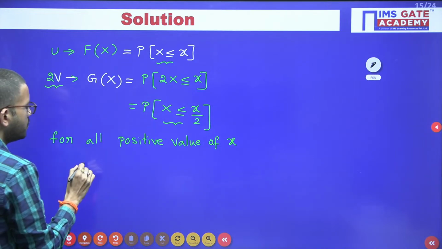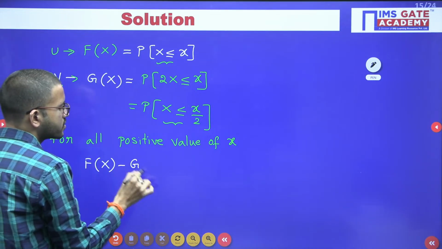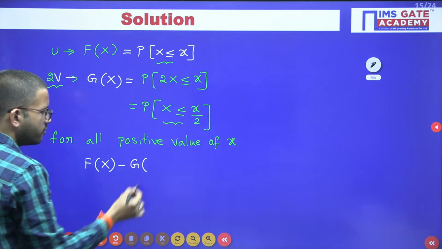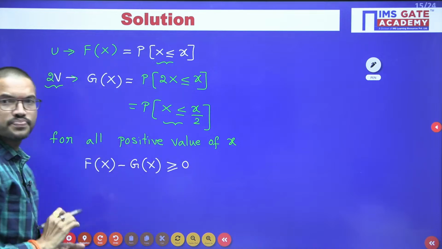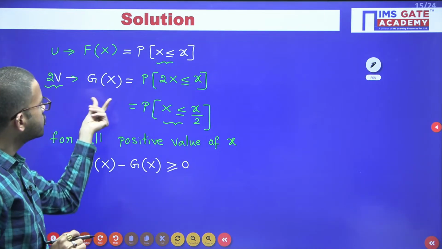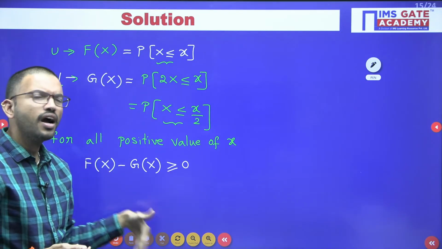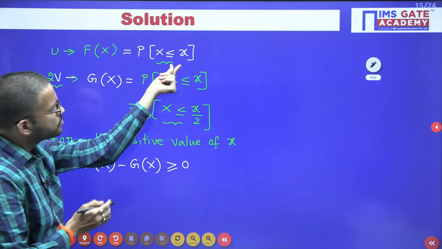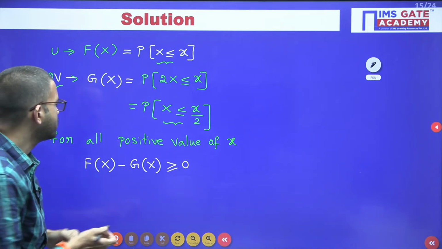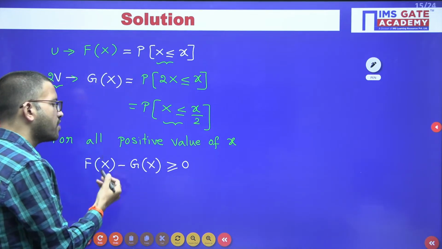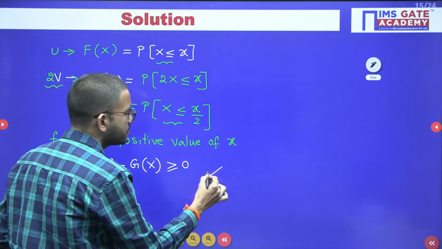That means if you are calculating f of x minus g of x, you will always get a positive value. Suppose due to any reason both have the same values, at that time you may get 0. Otherwise, just by observing the range of values here, obviously f of x is greater than g of x. So if you subtract g of x from f of x, you are going to get a positive value. I hope it is clear up to this point.